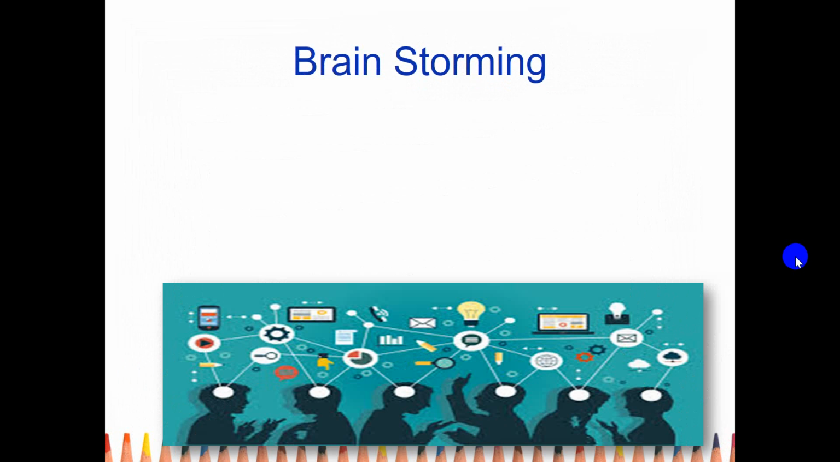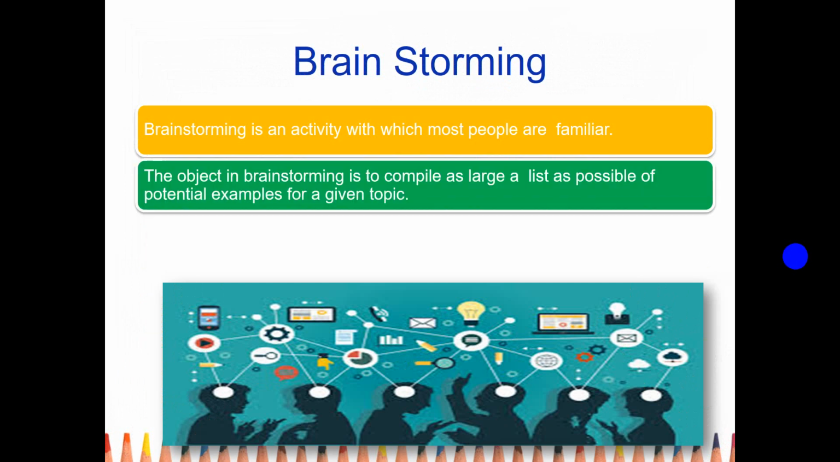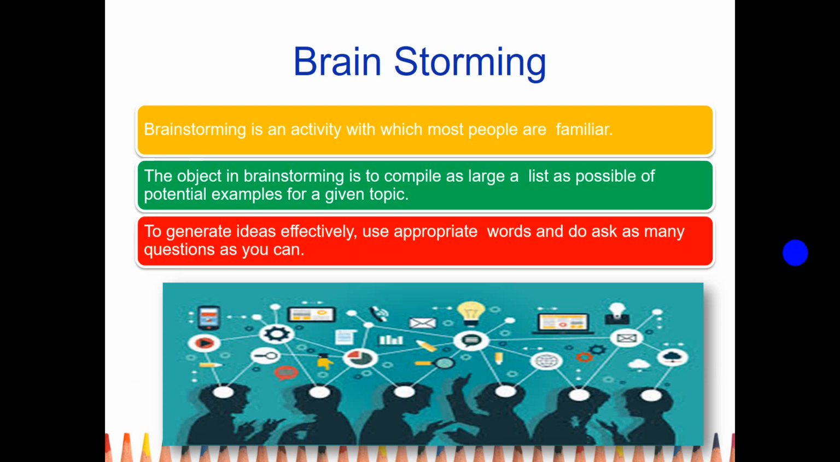If you do not want to do the first one, or let's say you want to find another way, you can do brainstorming. Brainstorming is an activity which most people are familiar with. Here we just compile a list and potential examples of a given topic. We can use words or questions as many as you can. You can brainstorm together with others. Later on, I will ask you to do something related to brainstorming.